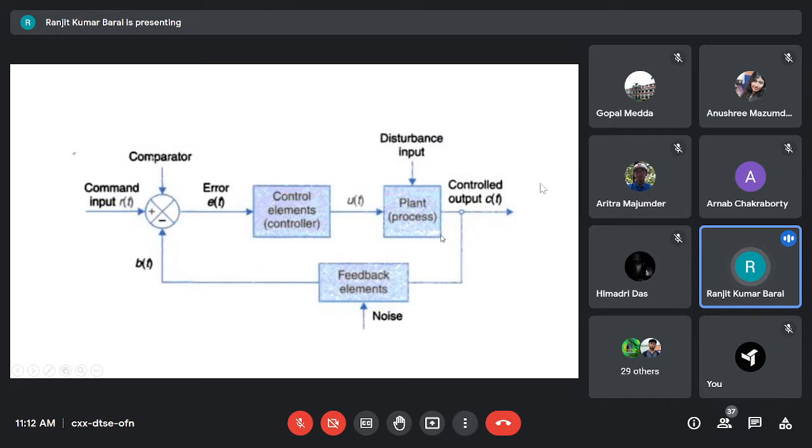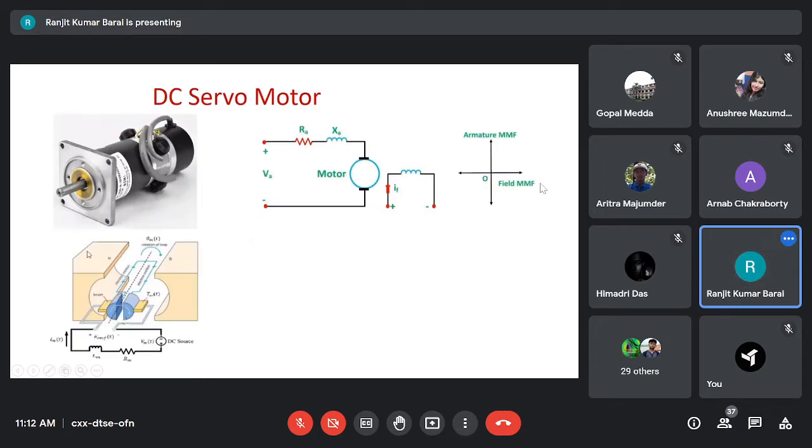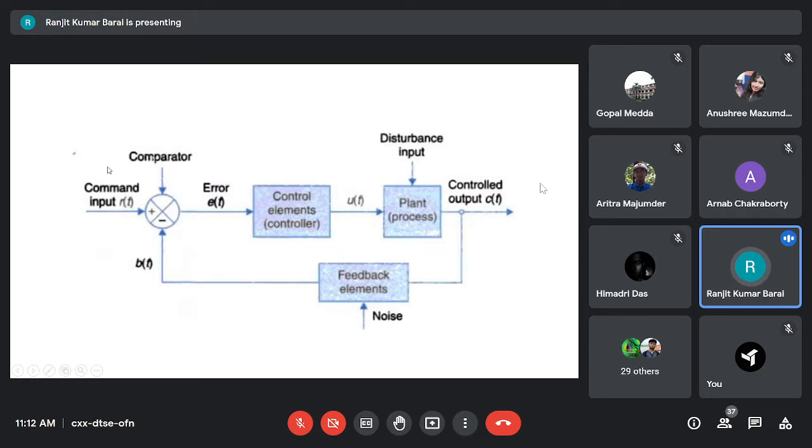So here it is the output variable. Here it is the measurement signal. Here it is the reference signal. Here it is the error signal. Here it is the control signal. Only this part is power. This part is at power level, and this is the physical variable.